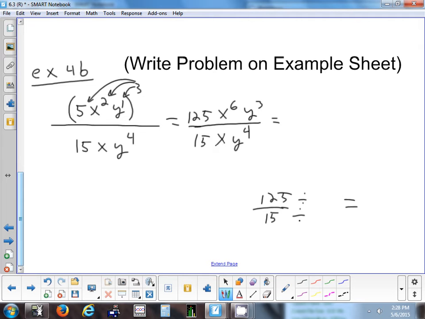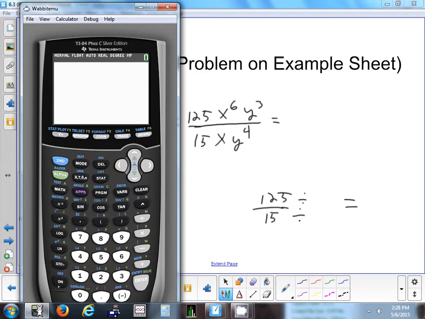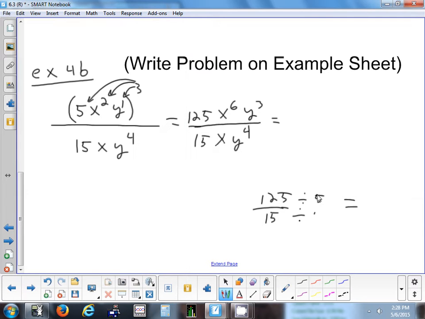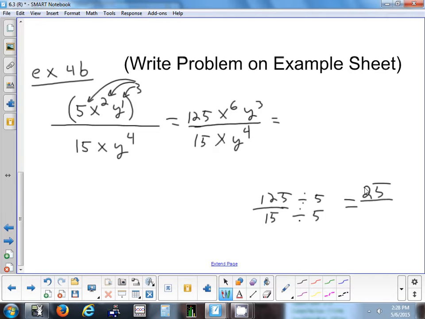So there might be a situation where you have to do some kind of number to a power, and then simplify the numbers, or reduce them. If you've got 2 numbers that end in 5, what are you guaranteed they're divisible by? 5. Okay, so I'm just going to use my calculator. 125 divided by 5. 25. How about the bottom? 15 divided by 5? It's 3. So we get 25 in the top, 3 in the bottom.